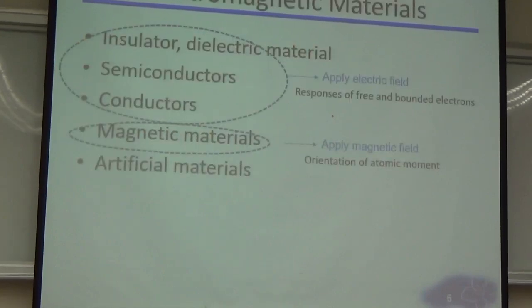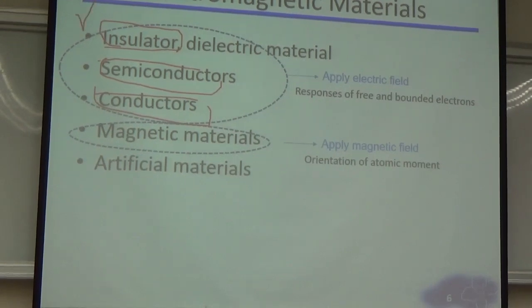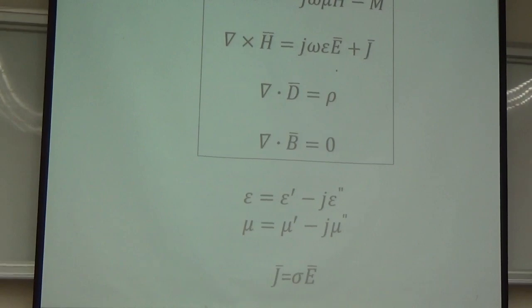So for materials, we simplify the groups of materials. You can simplify them as insulator, semiconductor, and conductors. Or maybe you can say those are only insulators and conductors. The difference between insulator and conductor is their conductivity. If the conductivity is very large, it's a conductor, and if it is very small, it is an insulator. That's it. It's very easy to understand.